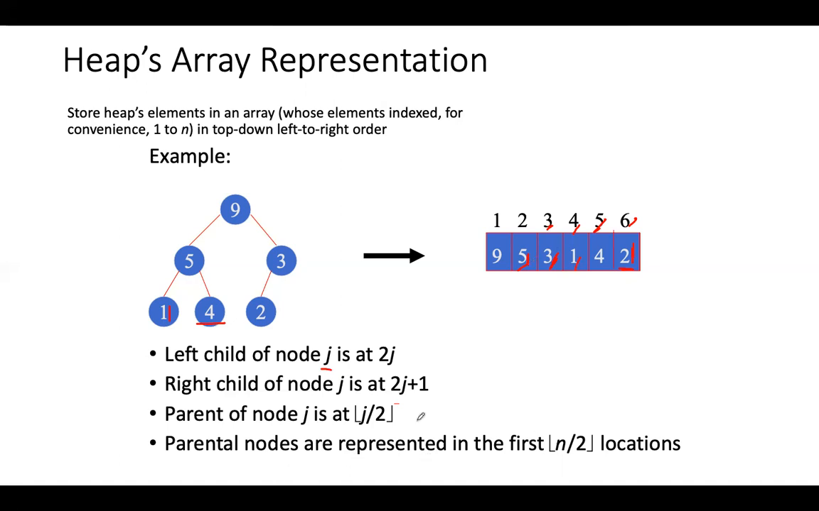One more thing is that all parental nodes will be present in locations up to n by 2. So here the parental nodes are 9, 5, 3. N by 2 means half of the array. In the first half of the array, all the parent nodes will be represented.